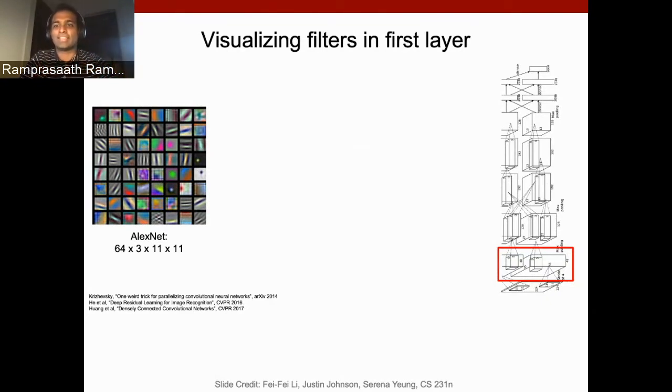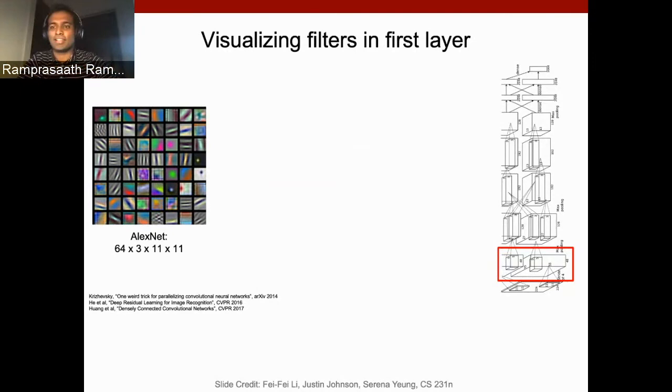In the case of AlexNet, the first layer has about 64 convolutional filters, and each filter is 11 by 11 by 3, because you have 3 channels, R, G, and B. These filters get placed over the input image, where you take a weighted sum, basically a dot product, and then slide it to different locations in the image.